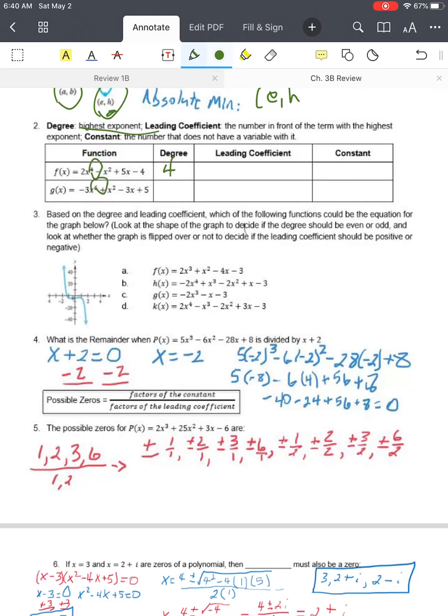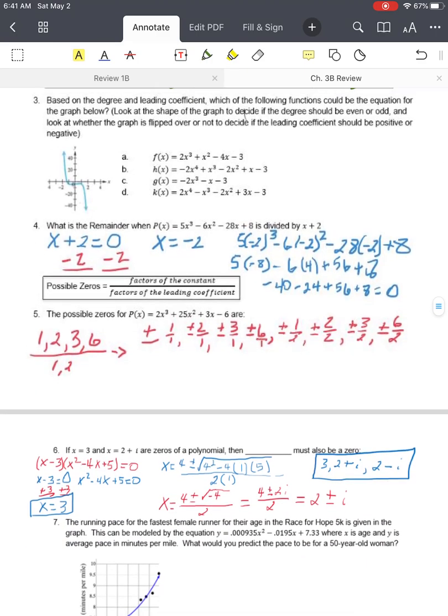So 4 and 6. The leading coefficient is always the coefficient of the highest exponent in descending order. That'll be the number out front right there and there, so 2 and negative 3. And the constant terms, of course, have no variables: negative 4 and 5. And there you go.